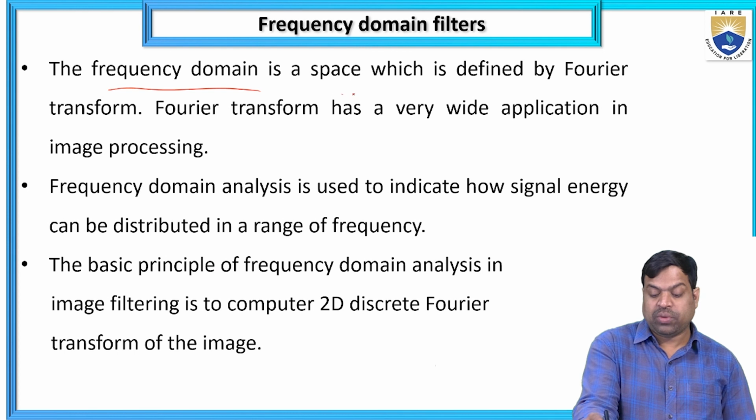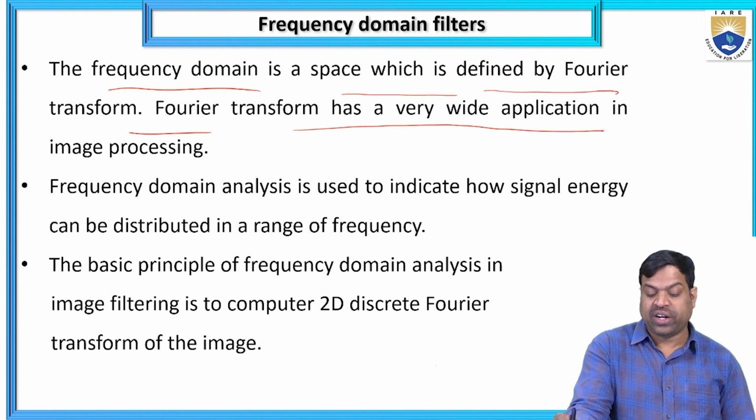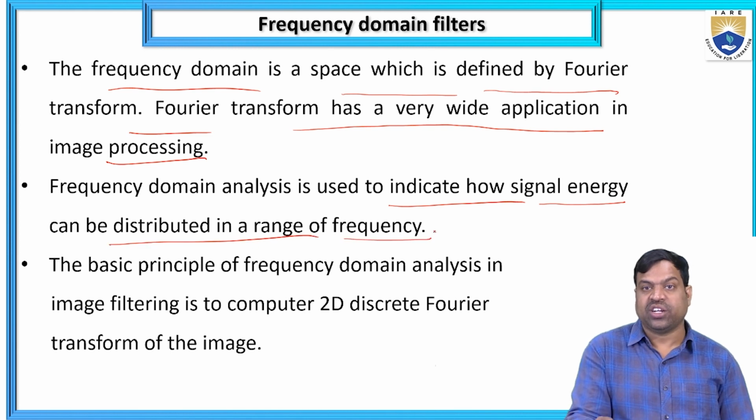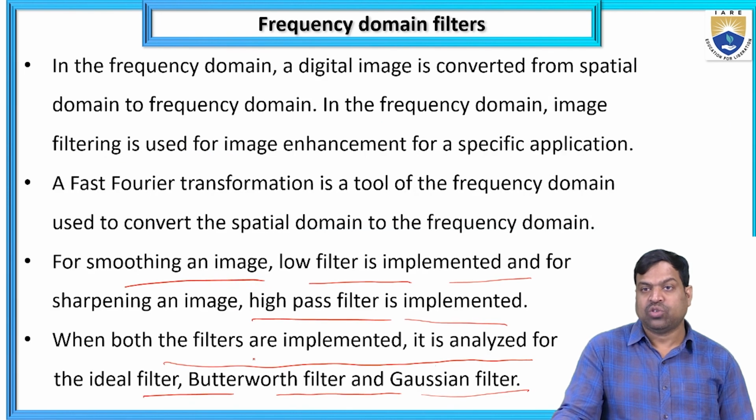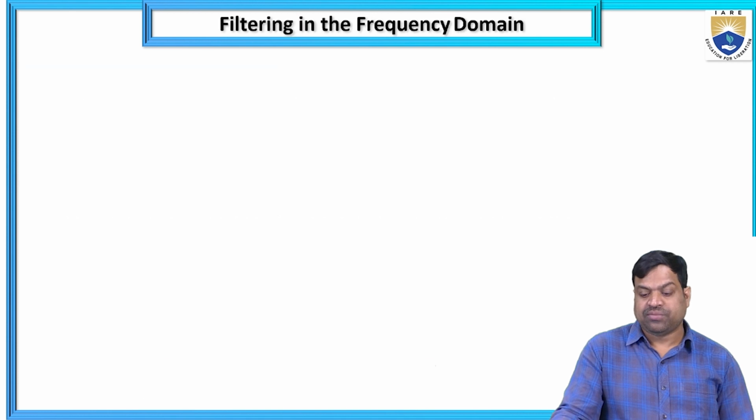So, the frequency domain is a space which is defined by a Fourier transform. The Fourier transform has a very wide range of applications in image processing. Frequency domain analysis is used to indicate low signals and how the signal's energy can be distributed in the range of frequencies. The basic principle of frequency domain analysis in image filtering is to compute the 2D discrete Fourier transform of the image. So, here I am using two types of filters, that is a low pass filter and a high pass filter. Okay.